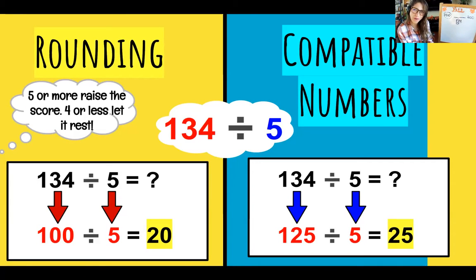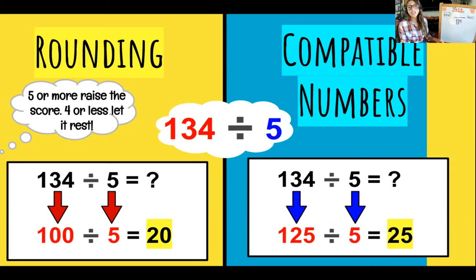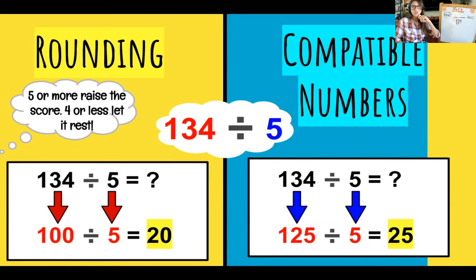My goal whenever I'm estimating is, yes, I want it to be easy for me to divide in my mind, but at the same time, I want to try and get as close as possible to my original dividend. So for this case, I was looking at my 134 and I knew from my divisor that I'm working with my 5 times table. I remembered, oh wait, I know that 5 times 25 is 125. That's pretty close to 134.